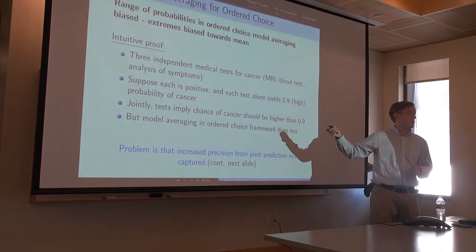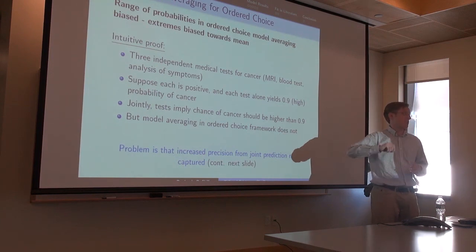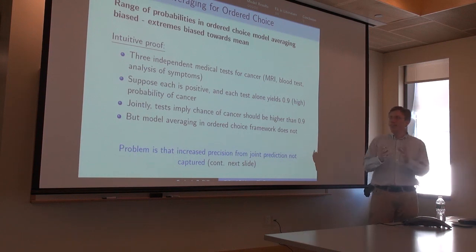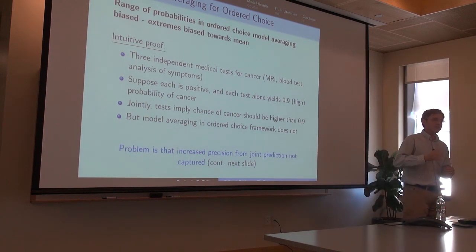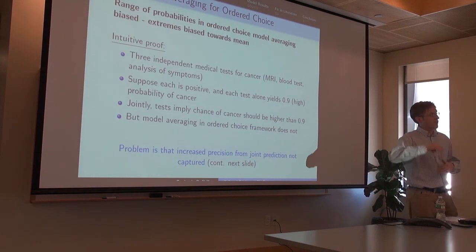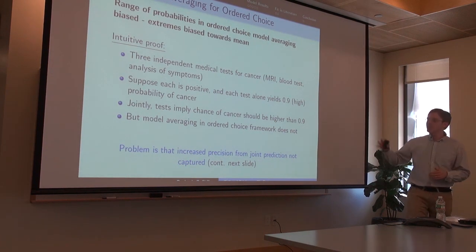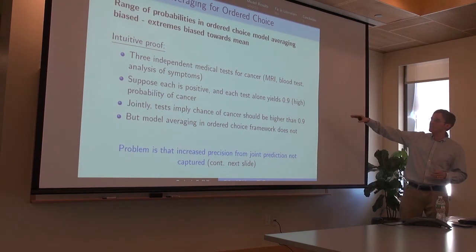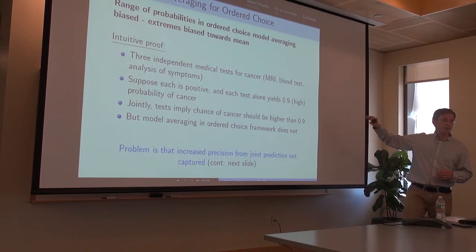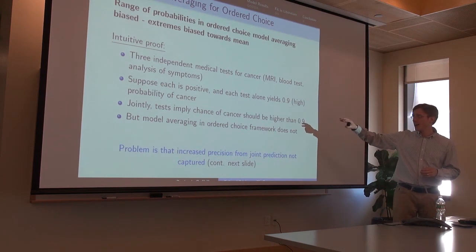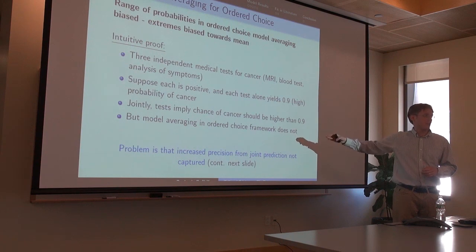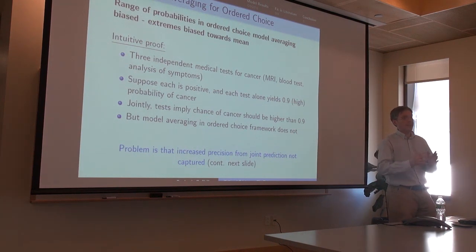If all 3 come back positive, let's say each one alone predicts that you have, let's say, cancer with a chance of 0.9, the overall probability combining the information from those models should yield a probability that you have the disease of over 0.9. In the model averaging approach in an ordered choice model, it actually yields the same probability as any one of these single tests, 0.9. So it's not capturing the joint information.